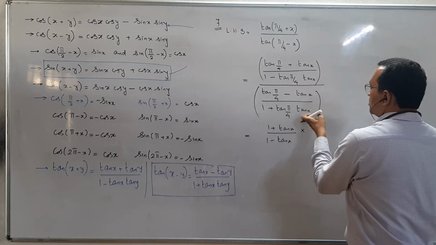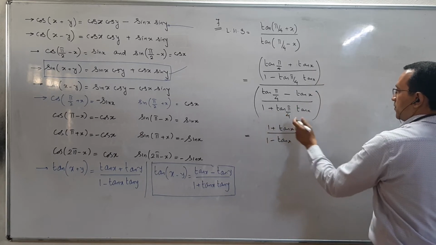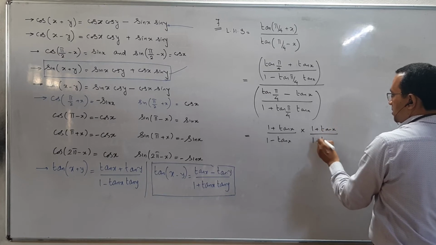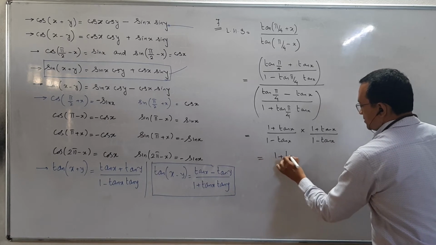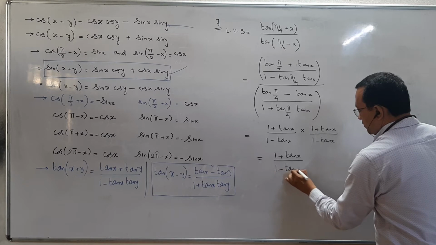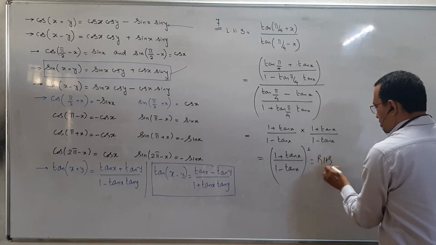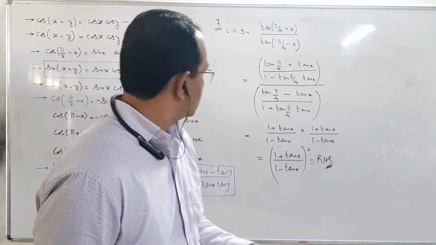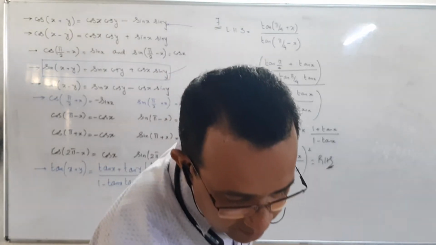When I take from denominator to numerator, it is reciprocal. So this will be 1 plus tan x upon 1 minus tan x. So this is written as 1 plus tan x upon 1 minus tan x the whole square. That is your LHS. So LHS is equal to RHS. Hence proved, students. This is all we want in the answer.